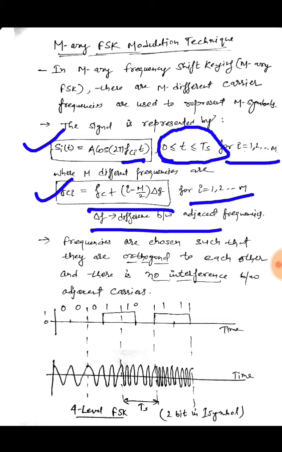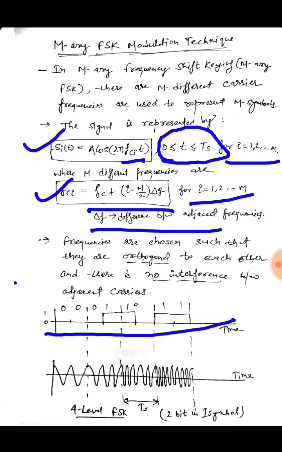So frequencies are chosen such that they are orthogonal to each other and there is no interference between adjacent carriers. We will choose our frequencies so that there will be no interference between the two symbol frequencies, as it will be difficult for us to regenerate the original signal at the receiver if there are interferences between the symbols.